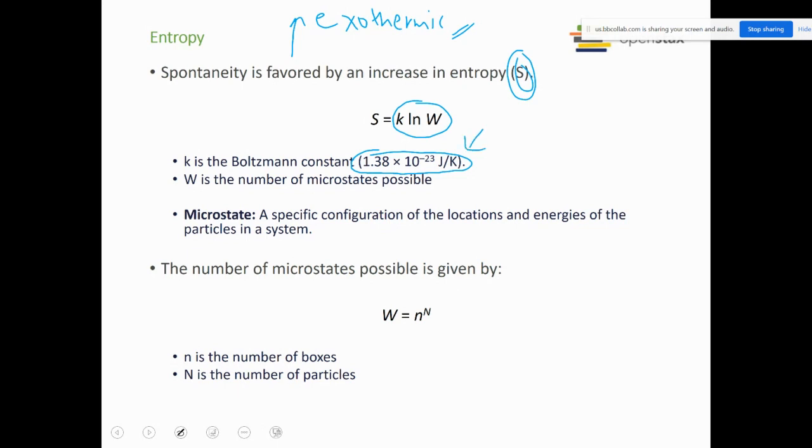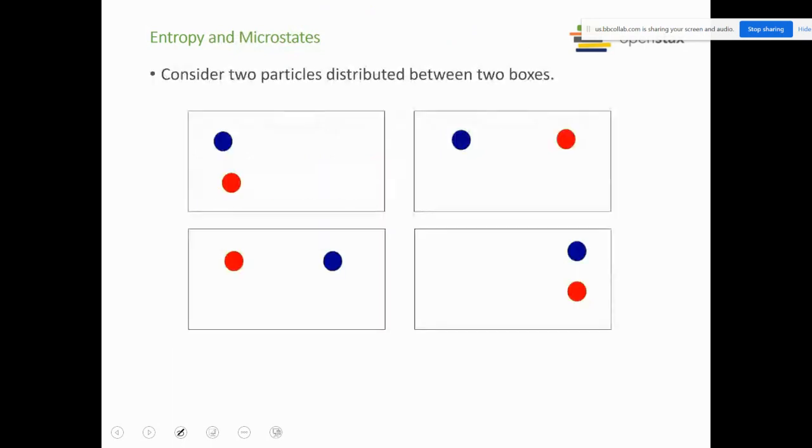Now, what is W? W is where we're going to have to work through three or four slides, but think about W as the number of microstates possible. What is a microstate? Let's say this is my particle, blue particle, red particle. If I have particles in this system, and by the system I'm talking about this system right here.